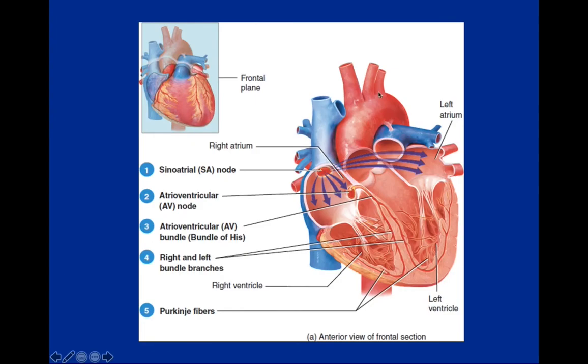Here is just another picture of everything we saw on the last slide, but with a little bit better graphics. You can see the SA node shown up here, the AV node shown here. Extending from that is the AV bundle of His. We have our right and left bundle branches, and then the Purkinje fibers that will course throughout the walls of the ventricles.